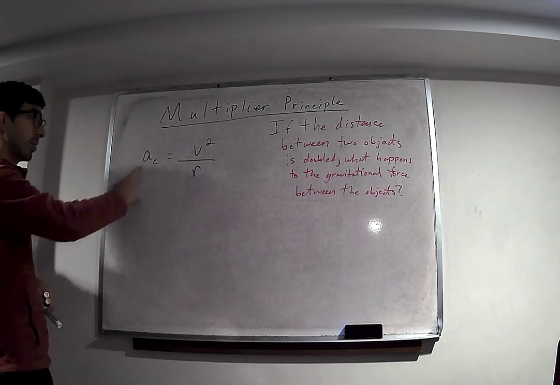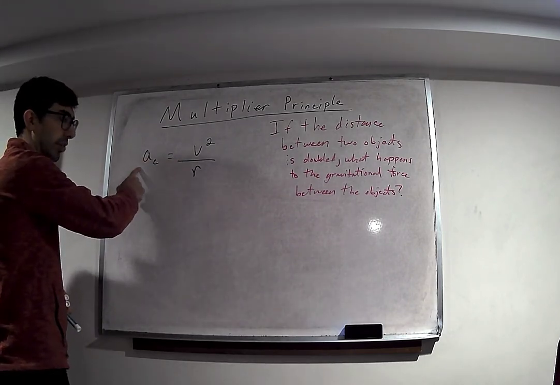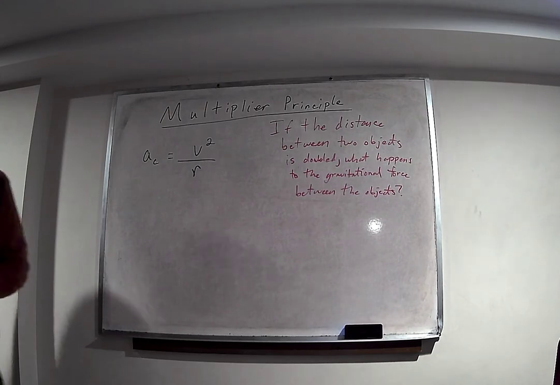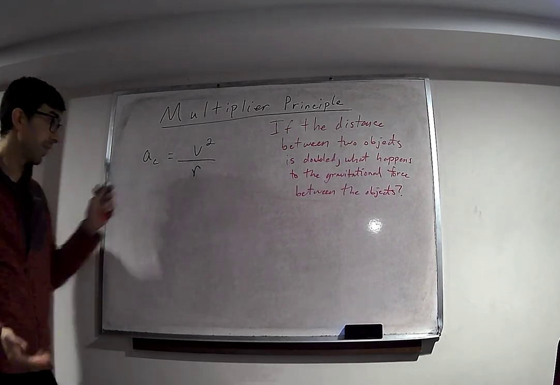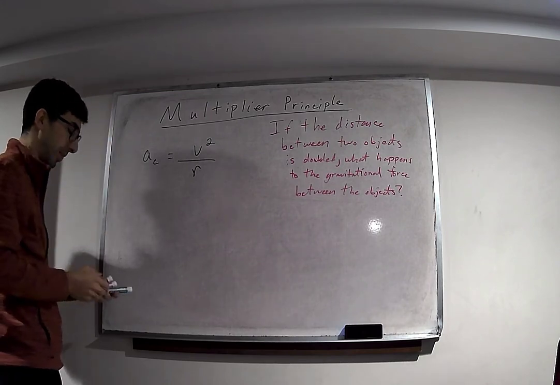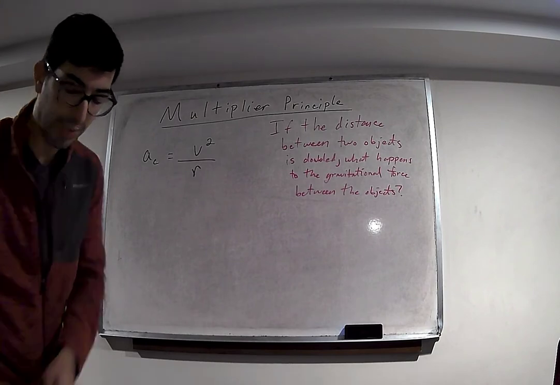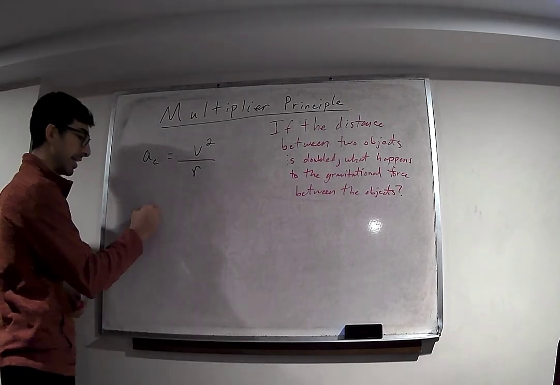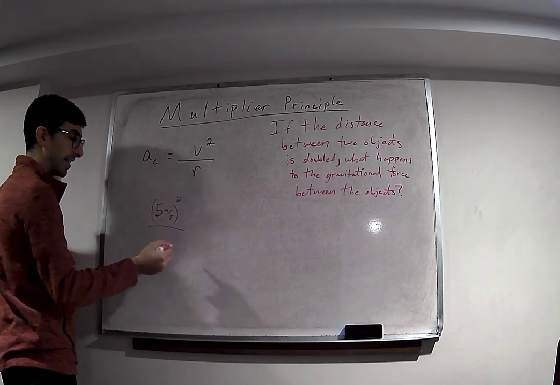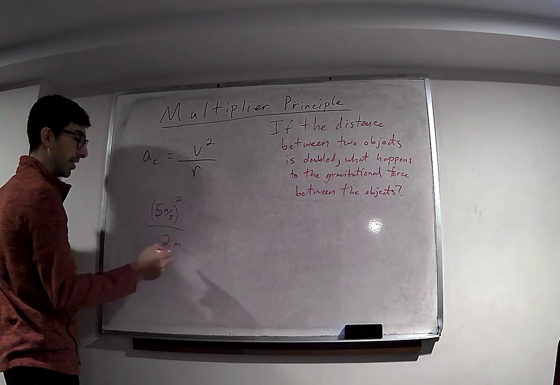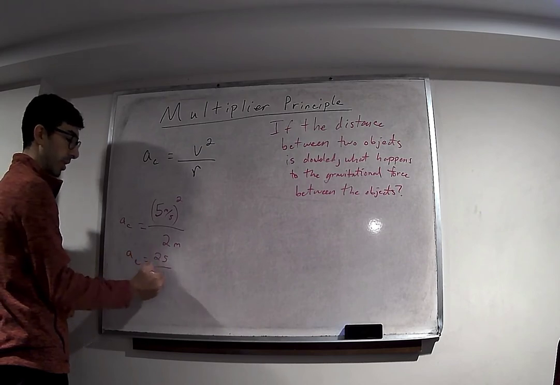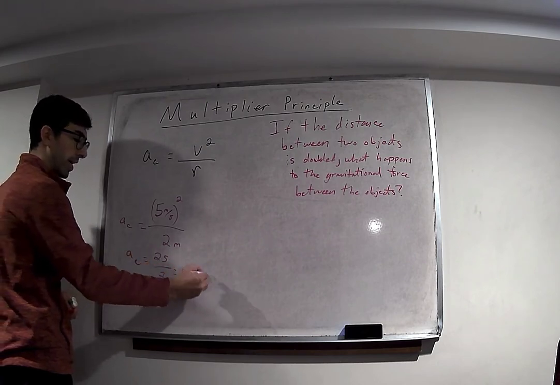So I'm going to define these values: centripetal acceleration, I'll just call it acceleration for this video, velocity, and distance, or radius. Let's look at how doubling the velocity affects our acceleration. I'm going to show it with real numbers first. Let's say our velocity is 5 meters per second, and we have a real distance of 2 meters. And we want to know our centripetal acceleration. We calculate it, and you get 25 over 2, which is 12.5.